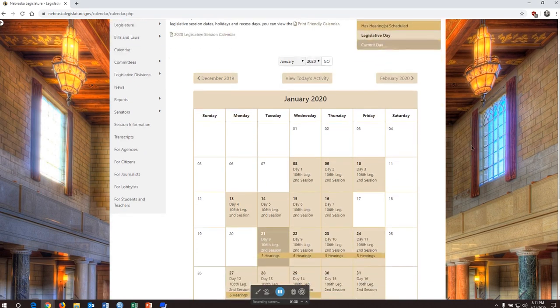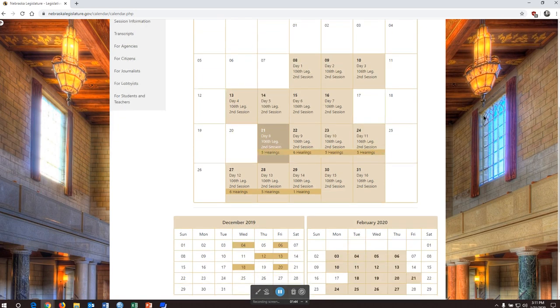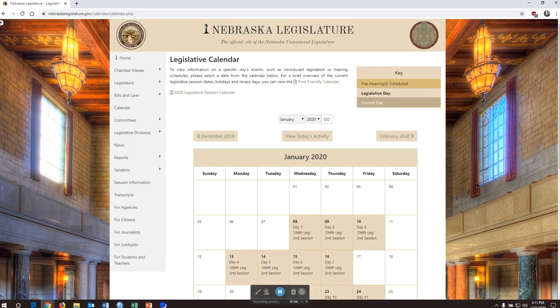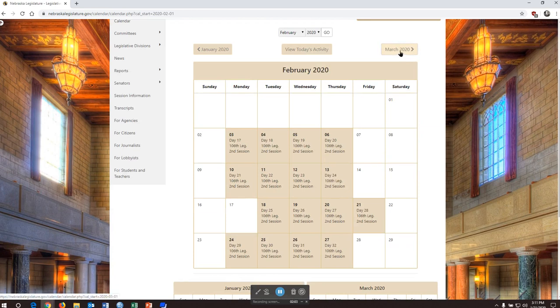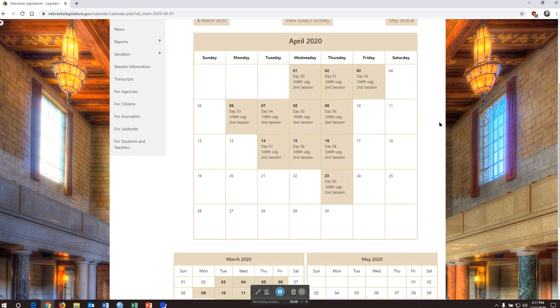Here is the calendar of the second session. So it starts in January. Then you can see February here. And what you should know about the second session is it goes 60 legislative days. So there's January, we can go to February, and we can go to March, and let me go to April, see if we have any days. Yep, so April 23rd is the 60th legislative day of the session. So that means that days the legislature is actually in session count, other days don't.